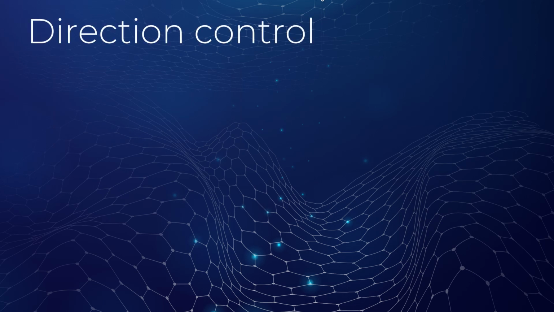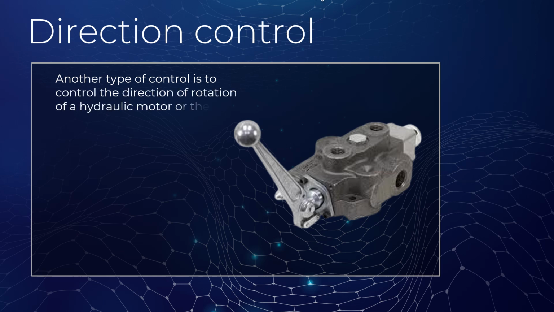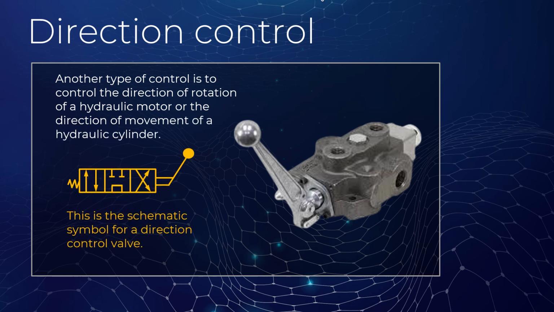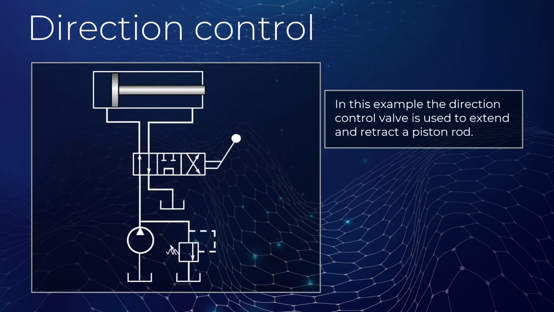Direction control. Another type of control is to control the direction of rotation of a hydraulic motor, or the direction of movement of a hydraulic cylinder. This is the schematic symbol for a direction control valve. In this example, the direction control valve is used to extend and retract a piston rod.